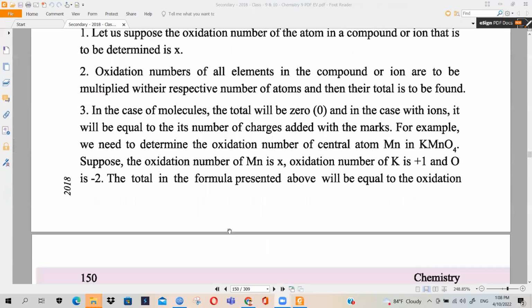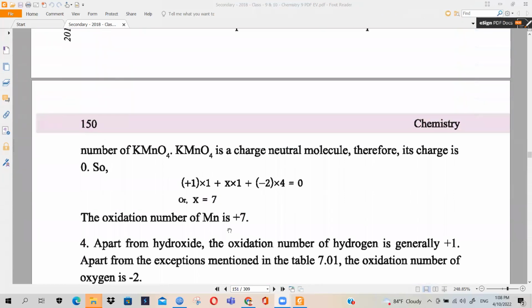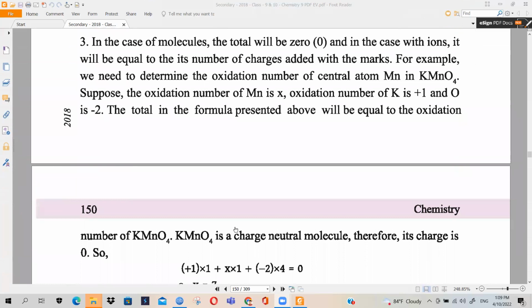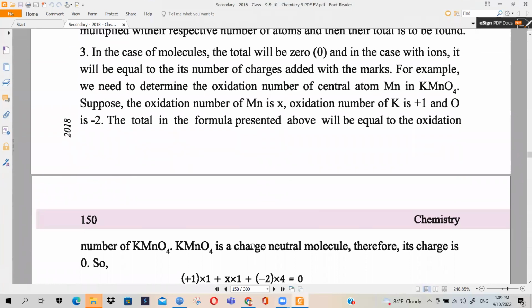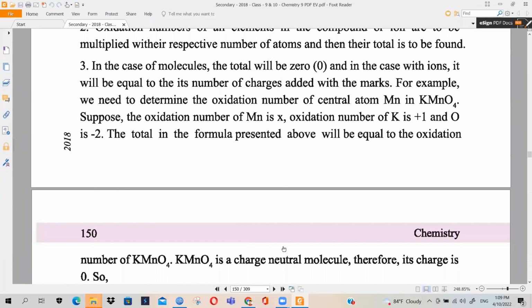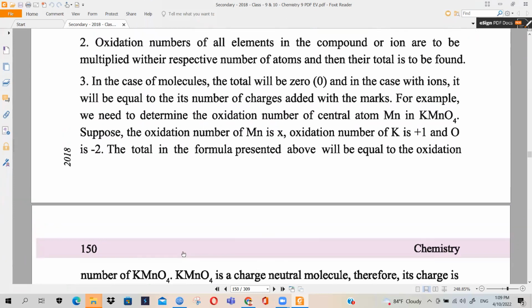Okay, now last thing for today, you might sometimes get questions like this. Say, for instance, you are given a compound with 3 elements, of which you know the oxidation numbers of 2, and you will be asked to calculate the oxidation number of the 3rd element. Say you are given potassium permanganate. You will have to calculate the oxidation number of manganese here. So how will you calculate it?